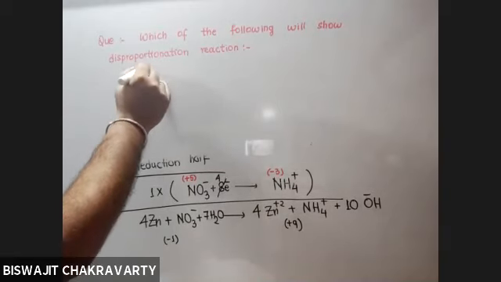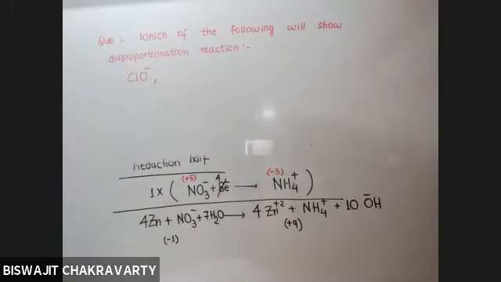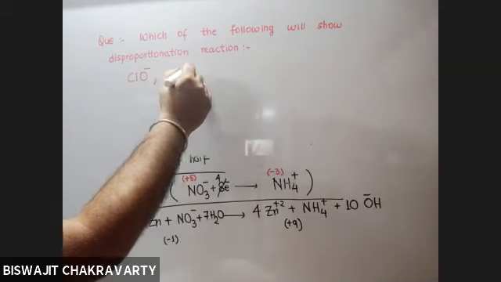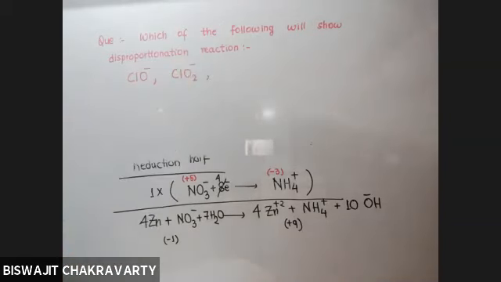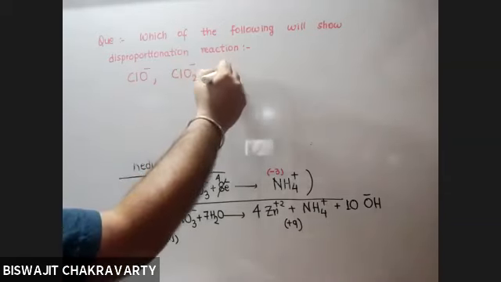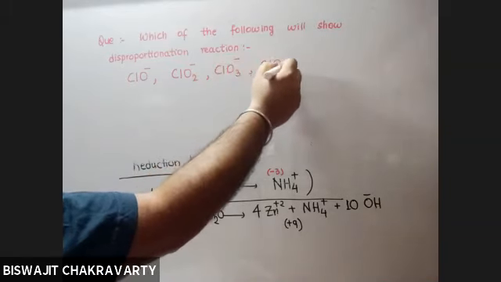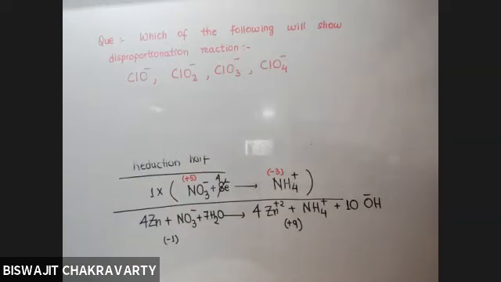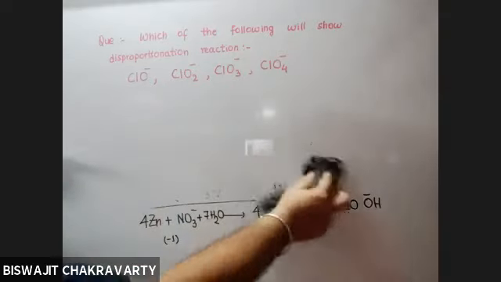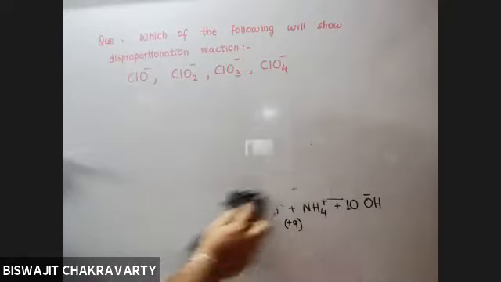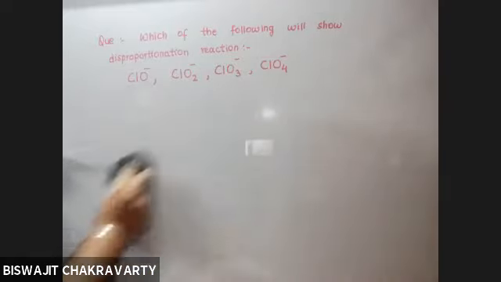ClO minus, ClO2 minus, ClO3 minus, ClO4 minus. So who do you think is the central atom in all these molecular ions? Chlorine. So let us calculate the range of chlorine, isn't it?